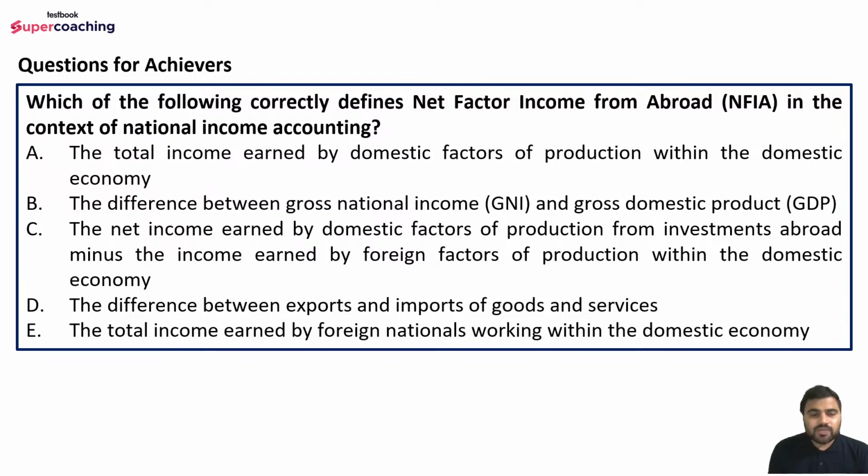So the question is, which of the following correctly defines net factor income from abroad in the context of national income accounting? Options are: the total income earned by domestic factors of production within the domestic economy; the difference between gross national income and gross domestic product; the net income earned by domestic factors of production from investments abroad minus the income earned by foreign factors of production within the domestic economy; the difference between exports and imports of goods and services; and the total income earned by foreign nationals working within the domestic economy.